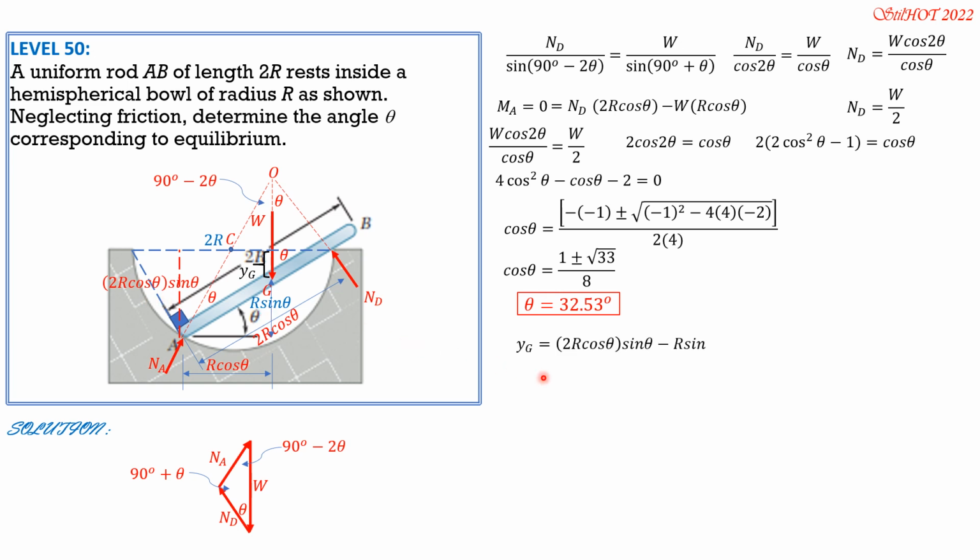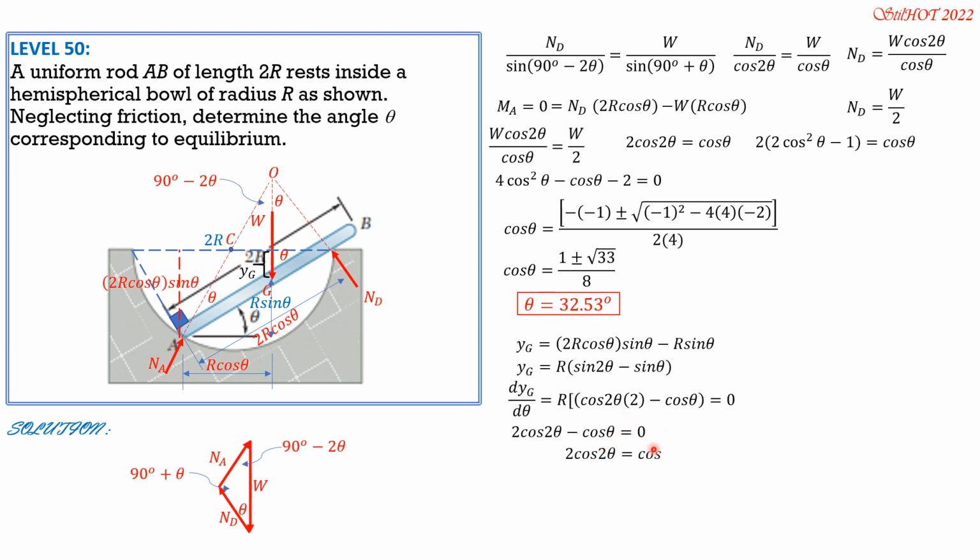So this is an alternate solution. Factor out r and take note that 2 cosine theta sine theta is sine 2 theta from trigonometry, and minus sine theta. So maximizing yg means we have to differentiate yg with respect to theta. So it is r times quantity, derivative of sine 2 theta is cosine 2 theta times derivative of 2 theta with respect to theta, which is 2, minus derivative of sine theta, which is cosine theta, then set to 0. 0 over r is 0. So this is 2 cosine 2 theta minus cosine theta equals 0.